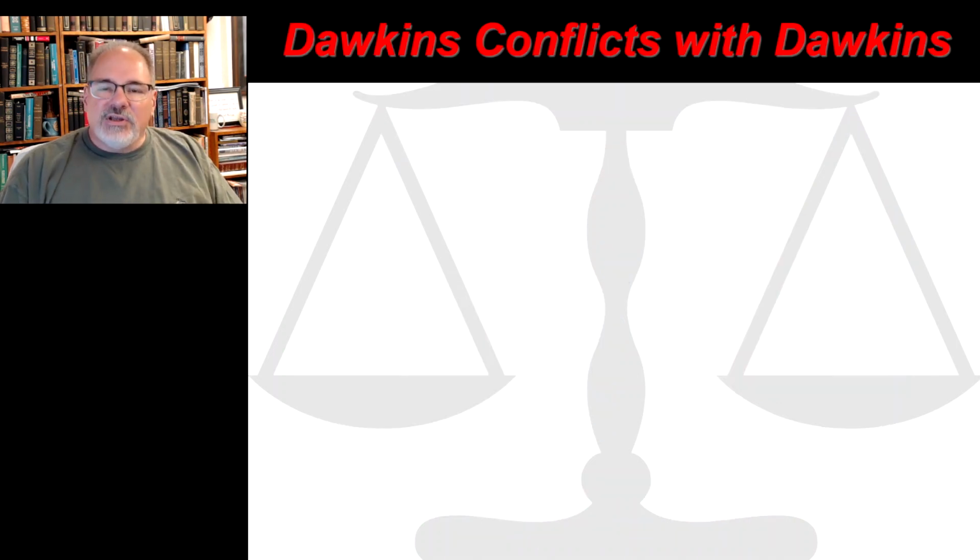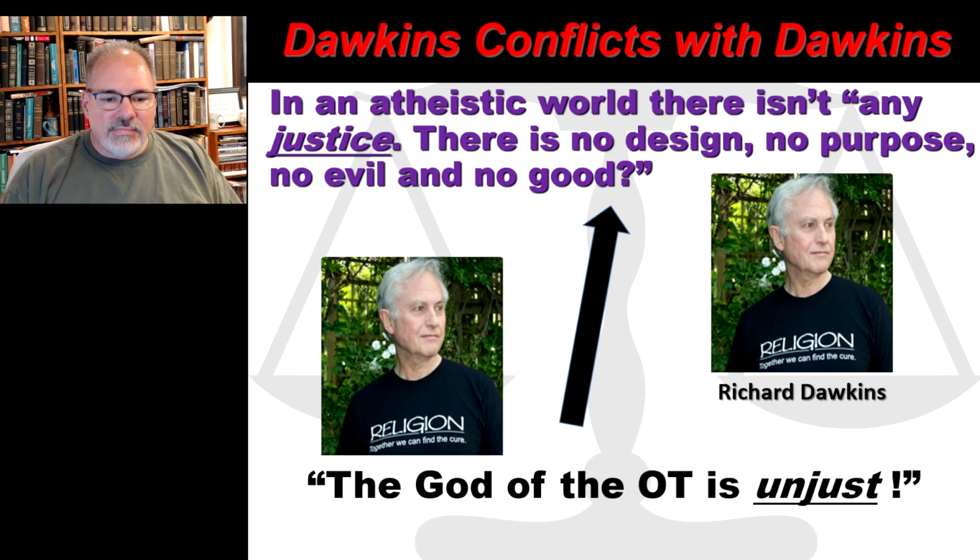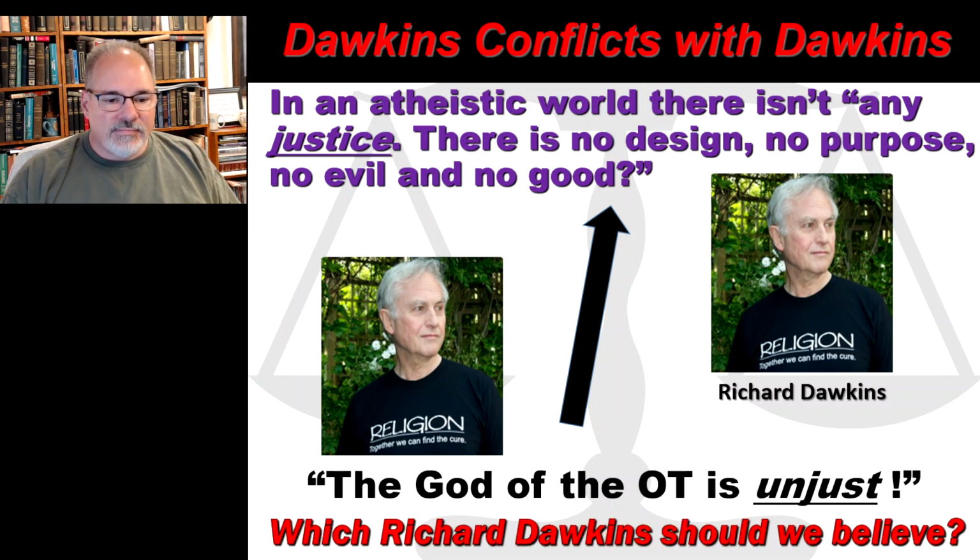But Dawkins conflicts with himself, right? He says, in an atheistic world, there isn't any justice, there's no design, no purpose, no evil, and no good. Well, he then says the God of the Old Testament is unjust in his other book. Which Richard Dawkins should we believe? It's one or the other, because he's in conflict with himself.